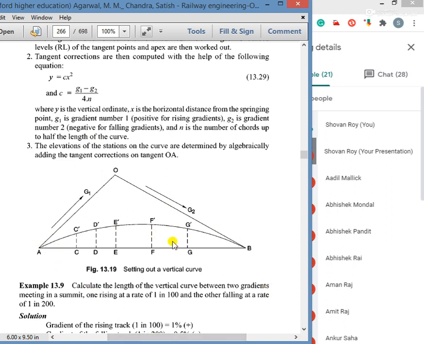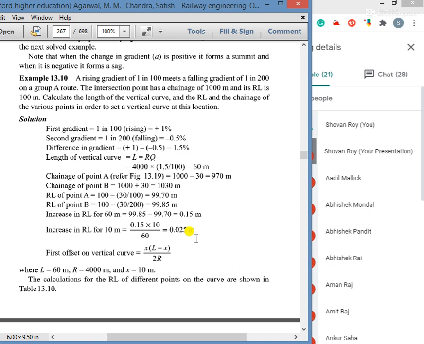This is the smooth length of the vertical curve, the length which is to be provided on the track. Now, as per the question, the rising gradient is 1 in 100, the falling gradient is 1 in 200. Our intersection chainage is 1000 meter and its RL is 100 meter. Calculate the length of the vertical curve and the RL and the chainage of the various points.